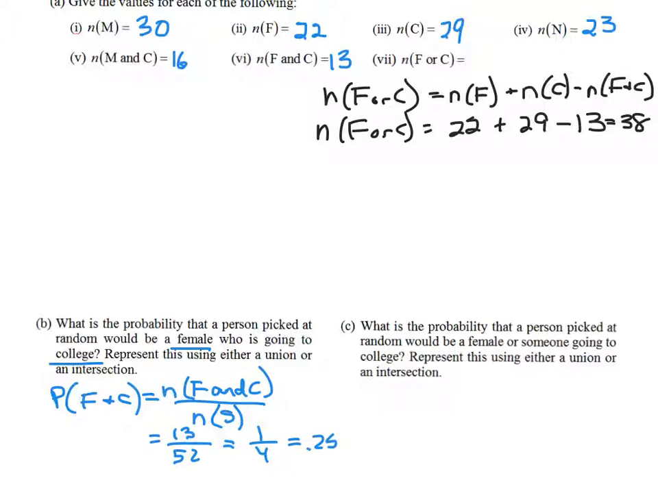For part C, what is the probability that a person picked at random would be a female or someone going to college? So you'll see in this very last part that we calculated right here, we got 38 of those students out of 52 altogether. So I can divide that or reduce it, and I'm getting approximately 0.73 for that probability.